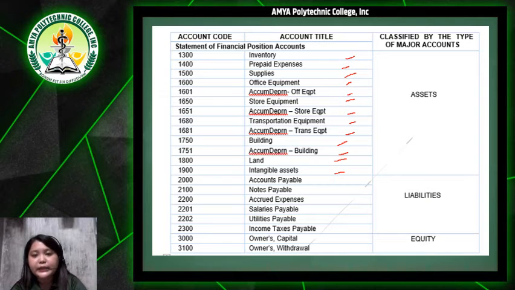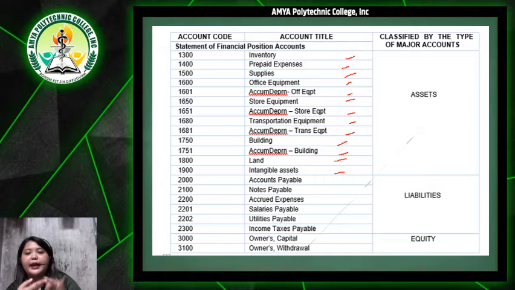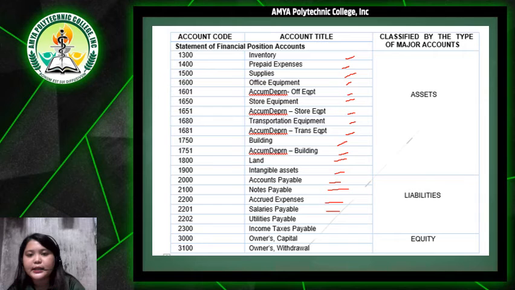And then for liabilities, with the code, you just have to remember that when you classify major accounts, the account code for assets should start with 1. For liabilities, it will start with 2, and equity will start with 3. So based on our example, for liabilities we have accounts payable, notes payable, accrued expenses, salaries, utilities payable, and income taxes payable. And for equity, we have the owner's capital and the owner's withdrawal.